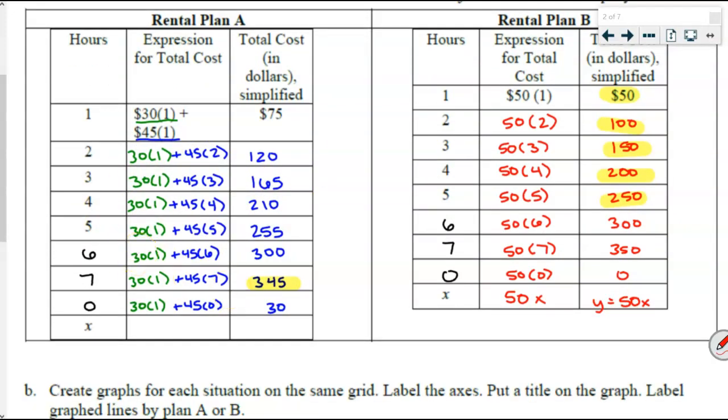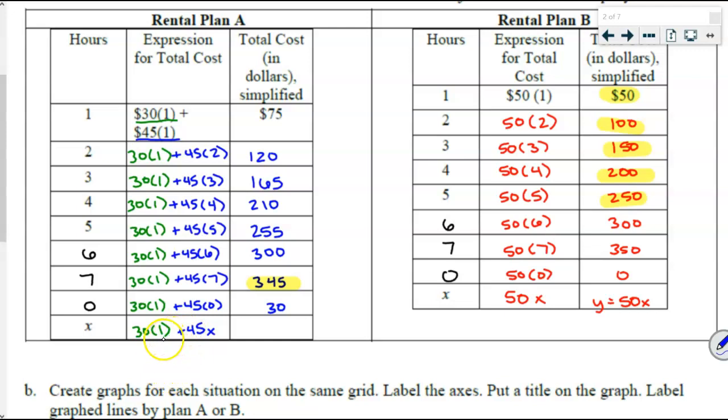We have not seen equations like this, and to be honest, writing an equation like this is actually an 8th grade level problem. Are you ready for it? Give it a try, Cambria. You got it. 30 times 1 plus 45 times x is exactly what we would do.